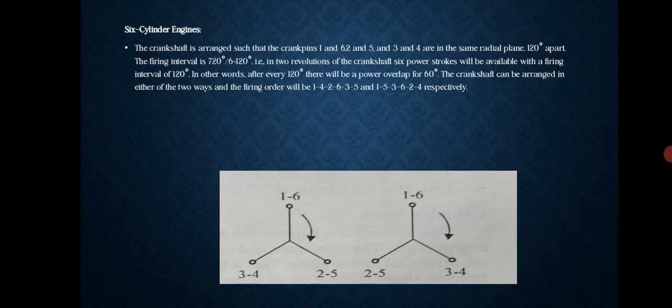In other words, after each 120 degrees, there will be a power overlap for 60 degrees. The crankshaft can be arranged in either of two ways, and the firing order will be 1 4 2 6 3 5 and 1 5 3 6 2 4 respectively.